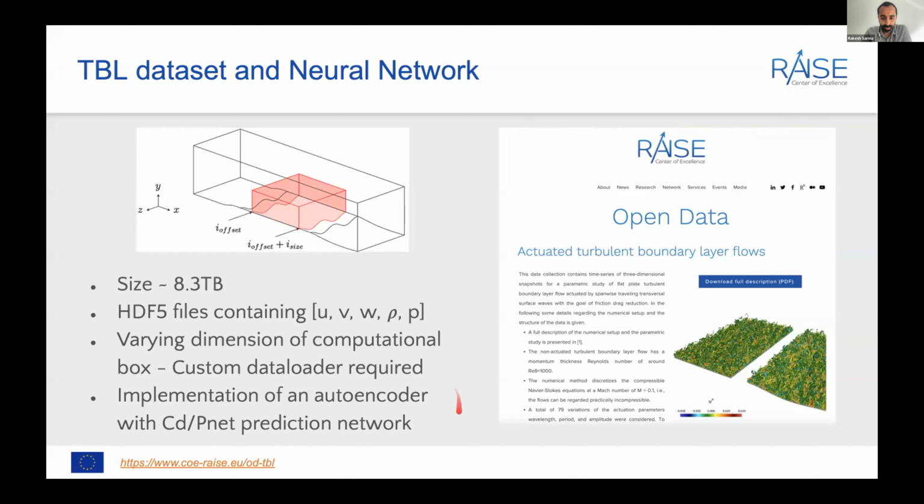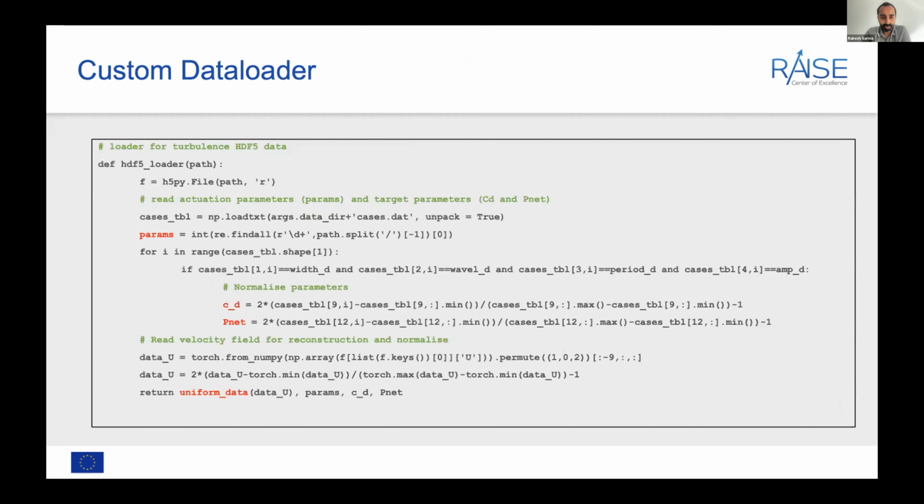As of now, we have an autoencoder network which is coupled to a drag and net power saving prediction network. I won't go into the details of the network itself, but I will show you now a few input parameters and configurations that we have implemented in the open source Git repository that we have now.